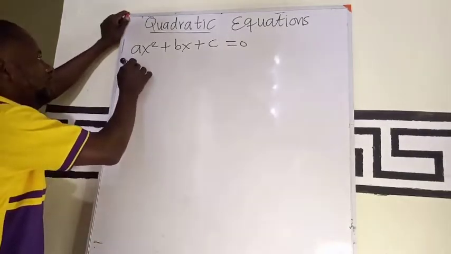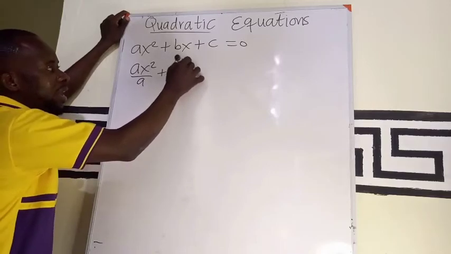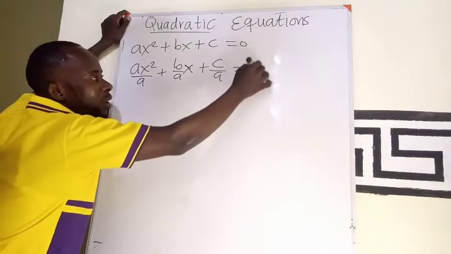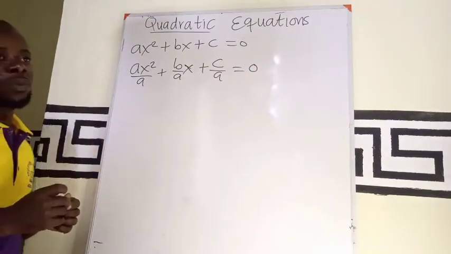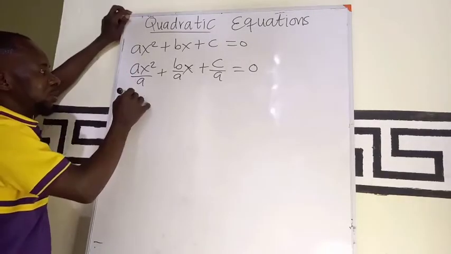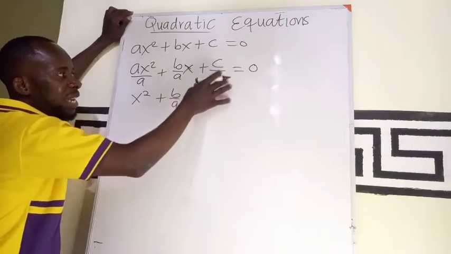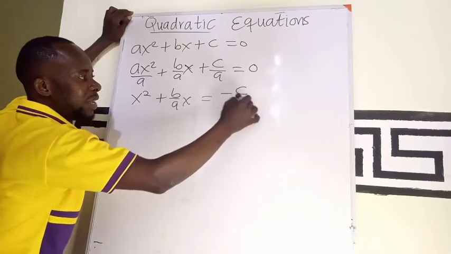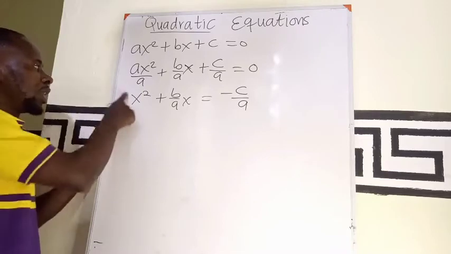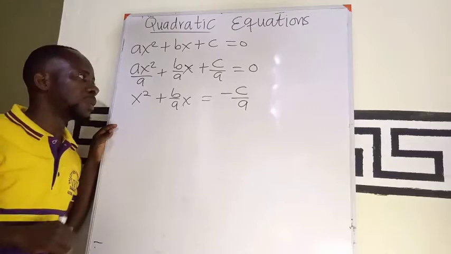So it's going to be ax squared over a, plus b over a x, plus c over a, all equals 0 over a, which will also give us 0. So now we can see this dividing by this will cancel the a. So directly x squared plus b over a x. We can send this to the other side to have minus c over a. So now the first thing to do is to make sure the coefficient of x squared is unit, that is 1. Good, that's the first thing.